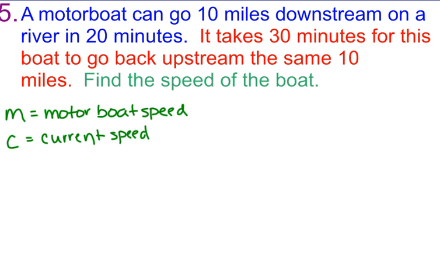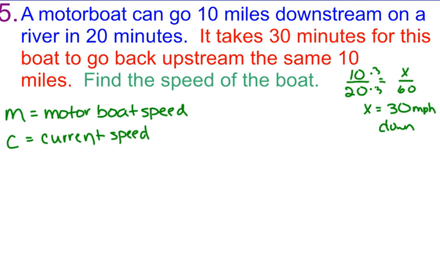So let's see if I can go 10 miles in 20 minutes. If I can go 10 miles in 20 minutes, how many miles can I go in 60 minutes? Well, that's a simple proportion, right? This is times by 3. So that means that when I'm going downstream, I'm going 30 miles an hour. And this is my current and my motorboat speed working together here, because the current affects this.